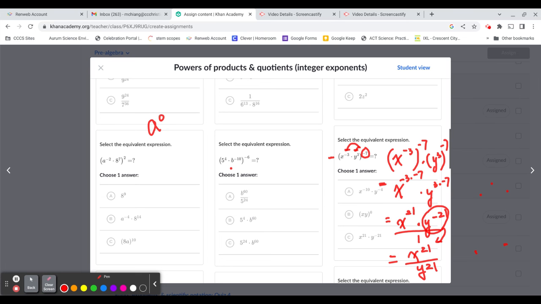A to the power 0 is 1. Any number to the power 0 is 1. So 2 to the power 0 is 1. X to the power 0 is 1. Negative 7 to the power 0 is 1. We talked about it last week. Okay, just remember anything to the power 0 is 1.